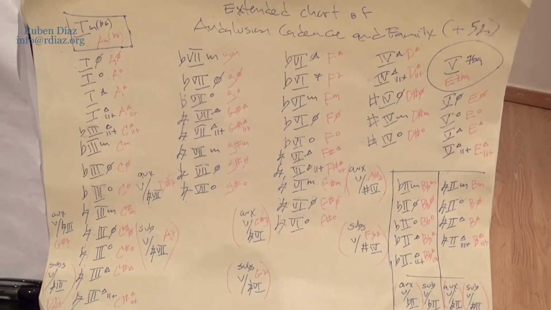So here we go. This is the first major, and then here we have the 4 minor minor 7 flat 5.